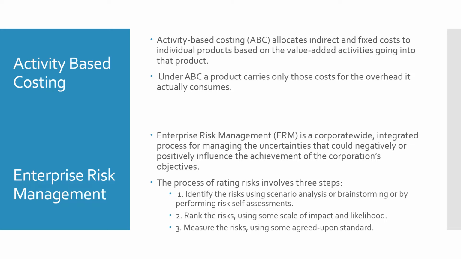The second set we deal with is activity-based costing and enterprise risk management. Activity-based costing is a recently developed accounting method for allocating indirect and fixed costs to individual products or product lines based on the value-added activities going into that product. This accounting method is thus very useful in doing a value chain analysis of a firm's activities after making outsourcing decisions.